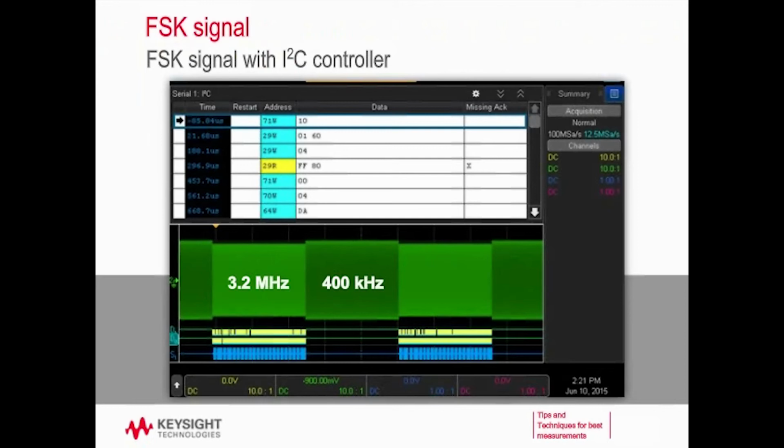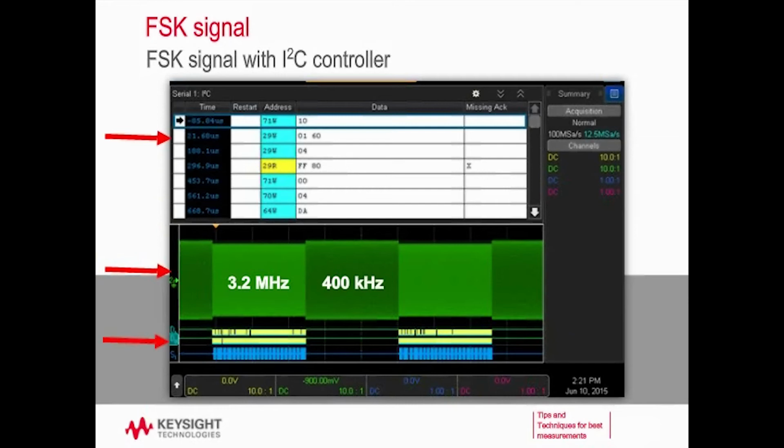Let's now look at an FSK modulated signal and make some measurements and characterize this one as well. So here we have an FSK signal. And what I want for this signal, what I'm expecting, is it to hop between 3.2 megahertz and about 400 kilohertz. You can see that it's triggering on an I2C command line here. So I have this I2C command that's talking to my controllers and telling when that frequency should jump from 3.2 meg to 400 kilohertz.